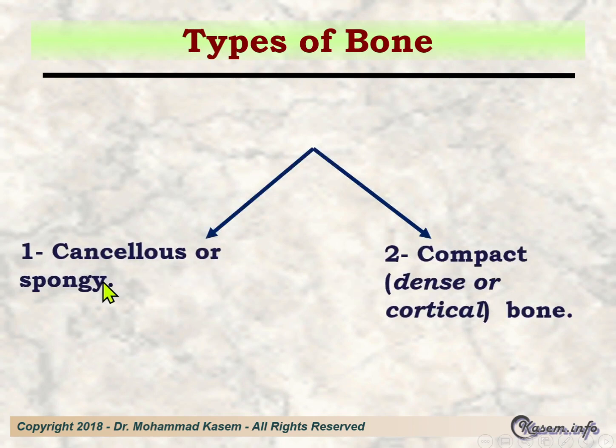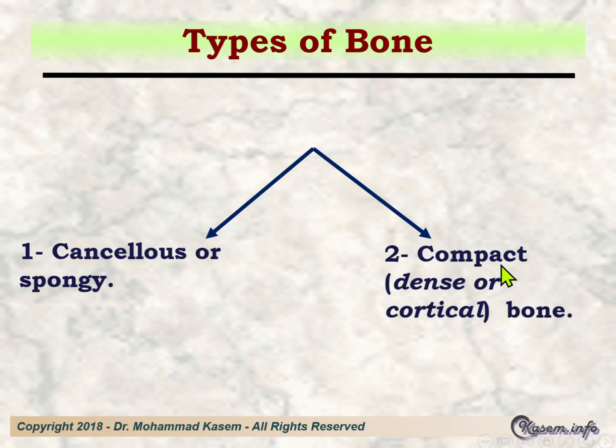Bones may be cancellous or spongy, or compact, dense, or cortical bone. Actually, spongy bones are not soft like a sponge, but they contain many spaces like a sponge. Both types of bones are, of course, hard bones. There are no soft bones like a sponge. It is called spongy since it holds multiple irregular cavities like a sponge.